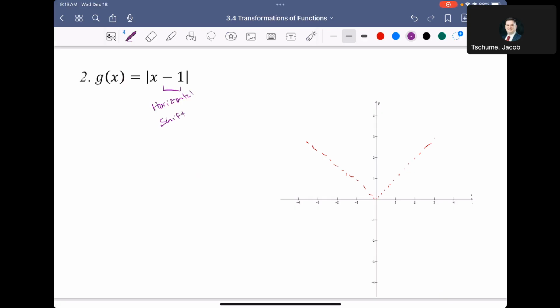Now, with horizontal, we go opposite of what you would think. So since it's a minus 1, we are going to shift to the right 1 unit. So I'm going to take this entire V, and instead of the bottom of the V being at the origin, I'm going to shift it to the right 1 unit, and then I'm going to draw the exact same V that you see as a dotted line. And so that would be a sketch of what the absolute value of x minus 1 looks like.